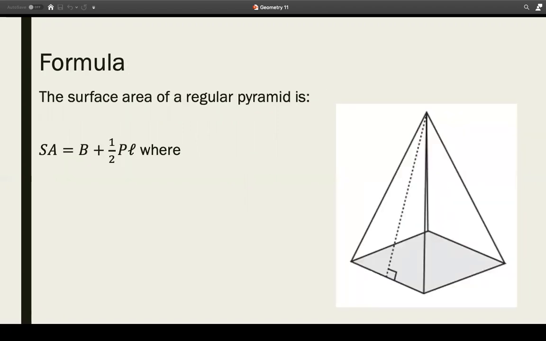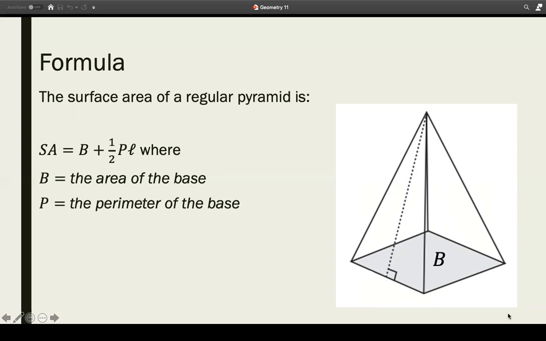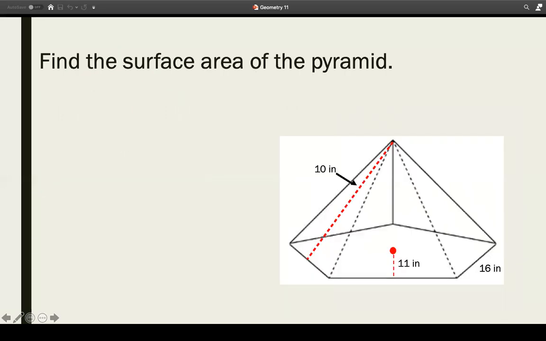Okay, so if we want to find the surface area of a pyramid, we have the following formula. Surface area equals B plus 1/2 perimeter times the slant height. So B is the area of the base, the square down here. It's not always going to be a square, but it's going to be some shape. P is the perimeter of that base. And then L is the slant height. So that's this dotted line here from the middle of one of these lateral faces all the way up to the vertex. So let's use this to find the area of this pyramid.